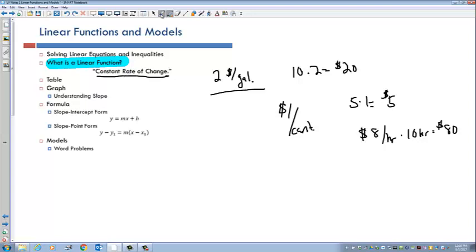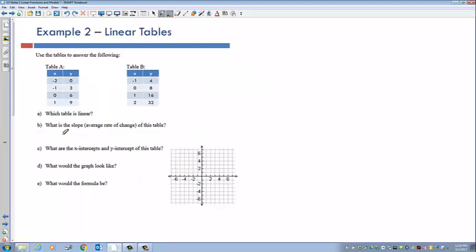So what we're going to do next is we're going to look at a linear function through the different types of ways to represent them. We'll look at a table, a basic graph, and then we'll do some formulas. And then we'll finally conclude this section with some modeling stuff, how to use linear functions to model things. So let's take a look at using tables.